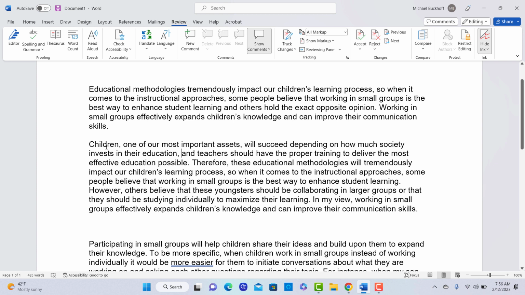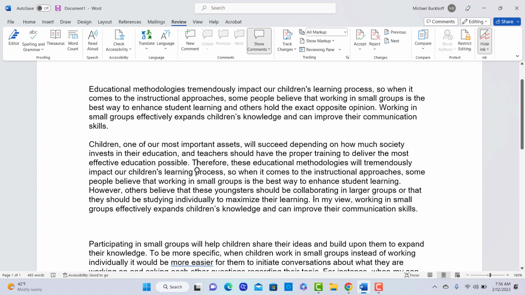So children, one of our most important assets, will succeed depending on how much society invests in their education. And teachers should have the proper training to deliver the most effective education possible. Therefore, these educational methodologies will tremendously impact our children's learning process. So when it comes to the instructional approaches, some people believe that working in small groups is the best way to enhance student learning. However, others believe that these youngsters should be collaborating in larger groups, or that they should be studying individually to maximize their learning.